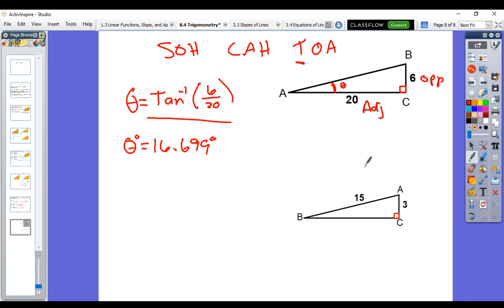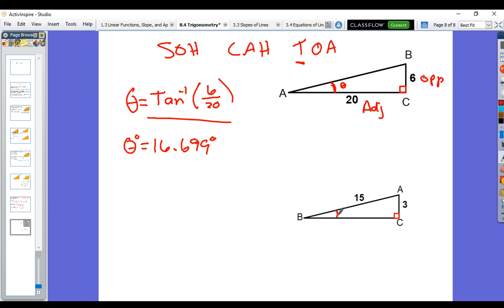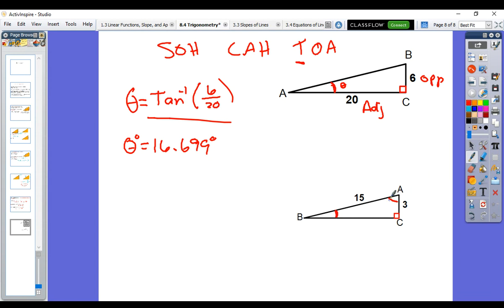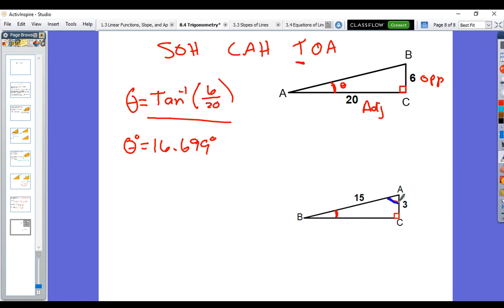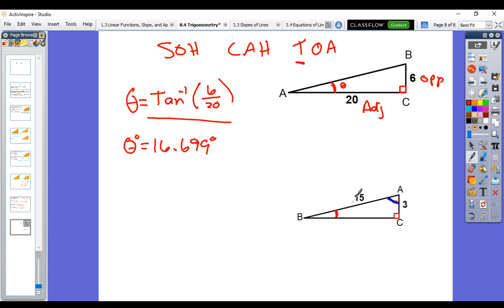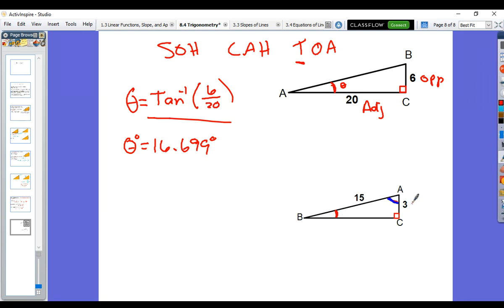In this problem, we're going to find both B and A. I'm going to put A in blue because that's going to be a different idea, and we'll see why. Let's start with B first. To find B, our opposite side will be 3, and this is, of course, the hypotenuse. We don't have an adjacent side from angle B, at least for now. So which trig function uses opposite and hypotenuse? Sine.